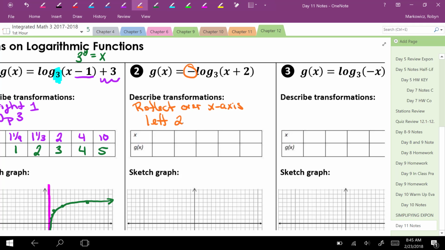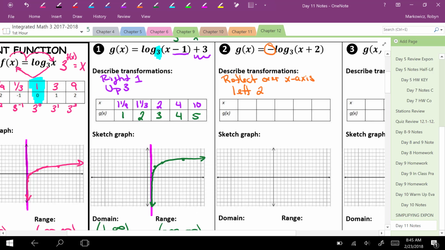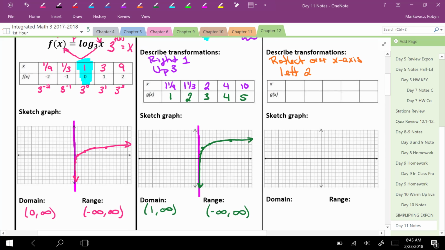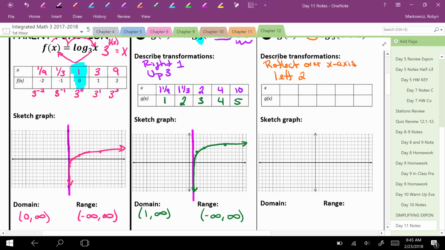Reflecting over the x-axis. If I come back to my parent function and reflect this over, what is going to change? X or Y's? Y's. How do the Y's change? They change sign, right? If they're positive, they become negative. This one, they're negative down here, so they're going to become positive. So looking at my parent function, negative 2 becomes positive 2. Negative 1 becomes positive 1. 0 stays the same. Negative 1 and negative 2. Yes? One step at a time.